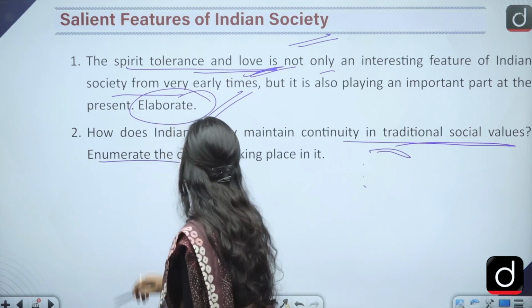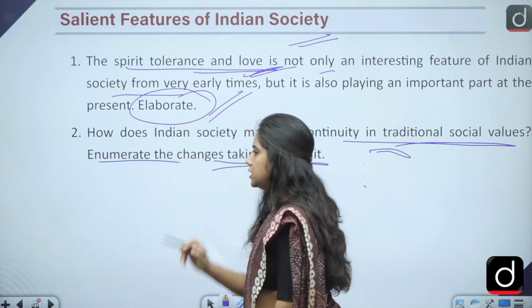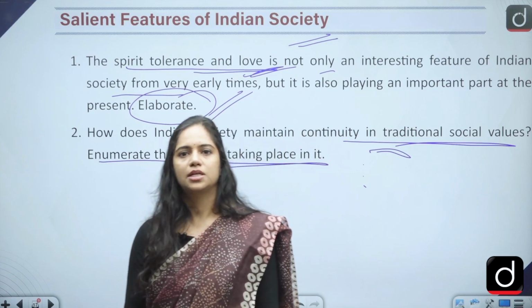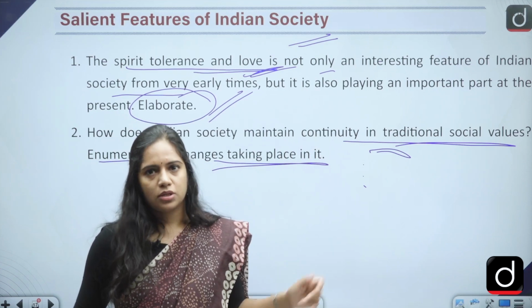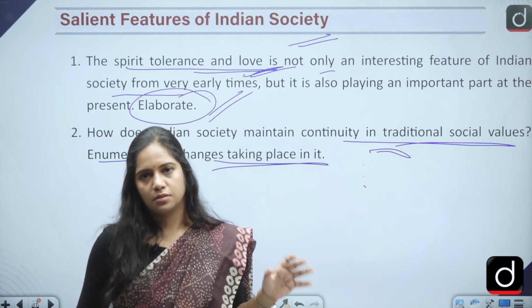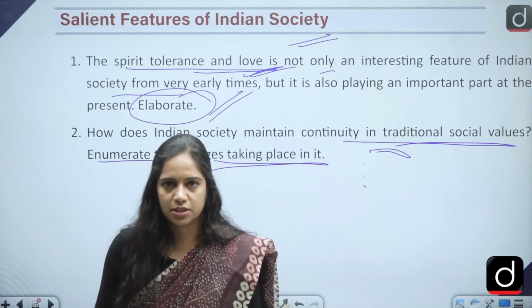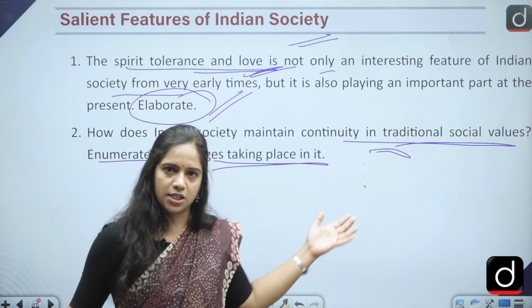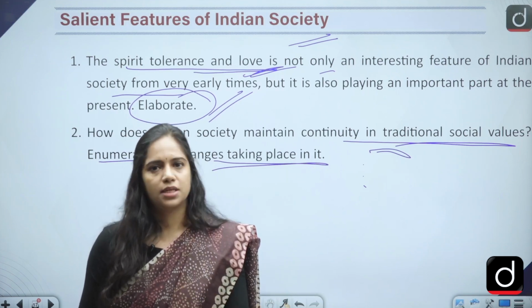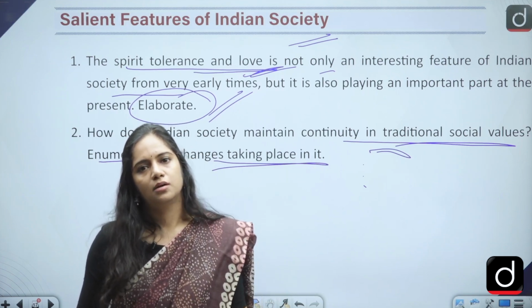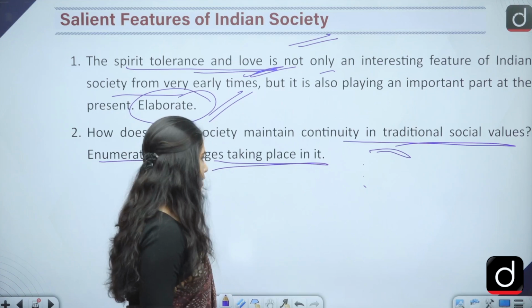The question is: enumerate changes taking place in it and how these traditional cultural values have undergone changes. I'm not going into the details of the answer because this discussion is not for that. I'm just giving you an idea of why you need to study the syllabus, why you need to study this particular portion of the GS paper 1 or 2.